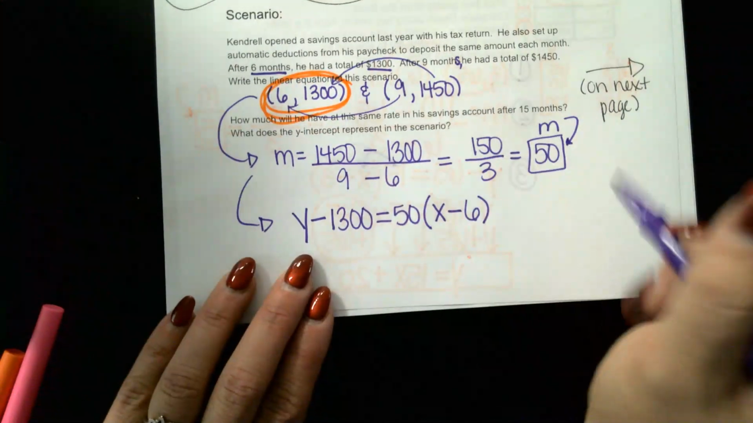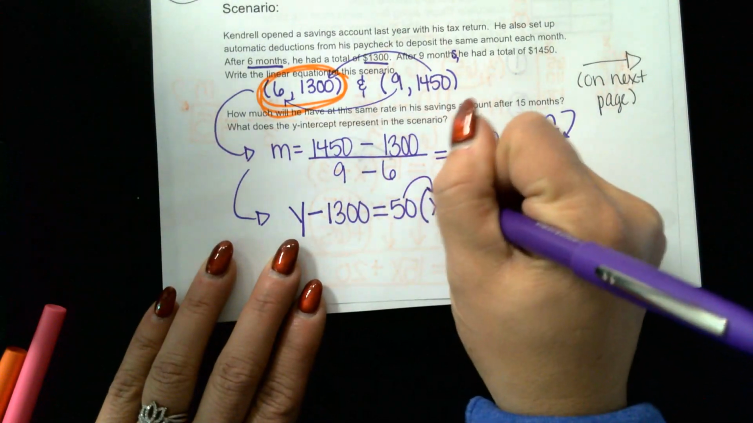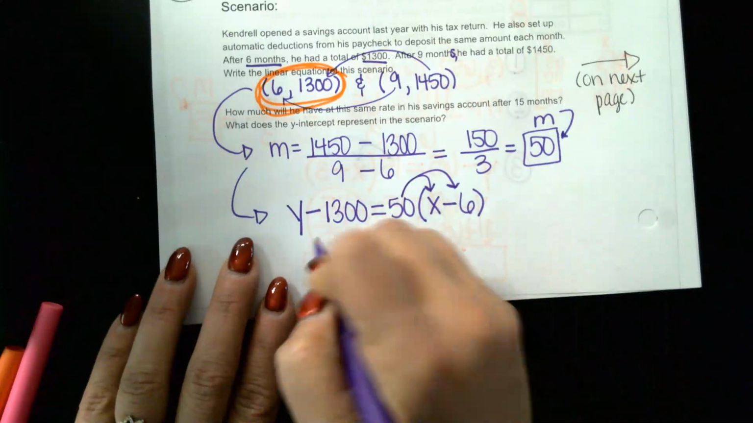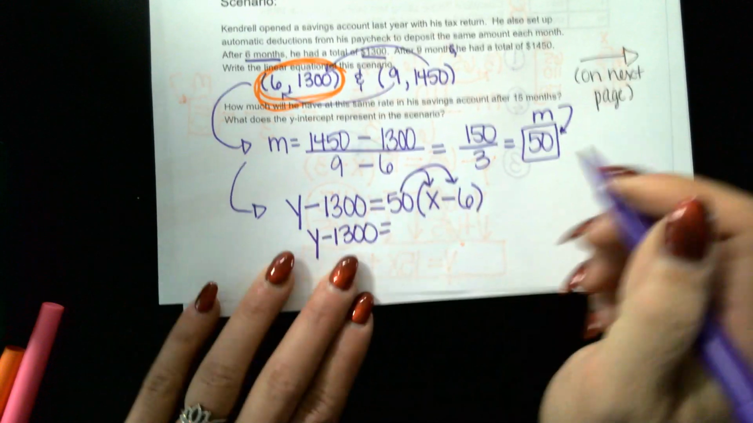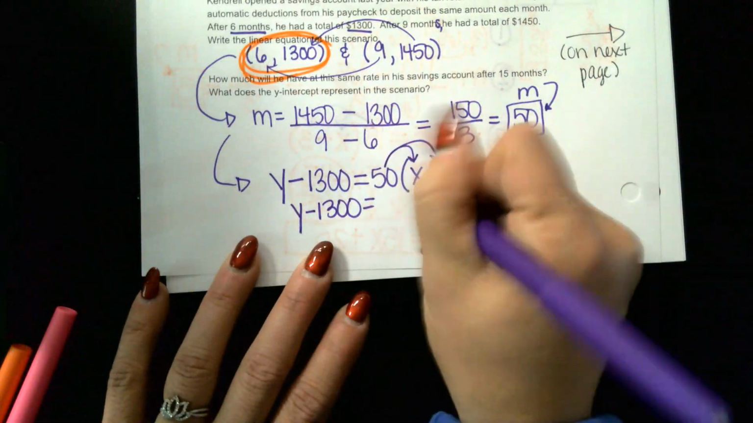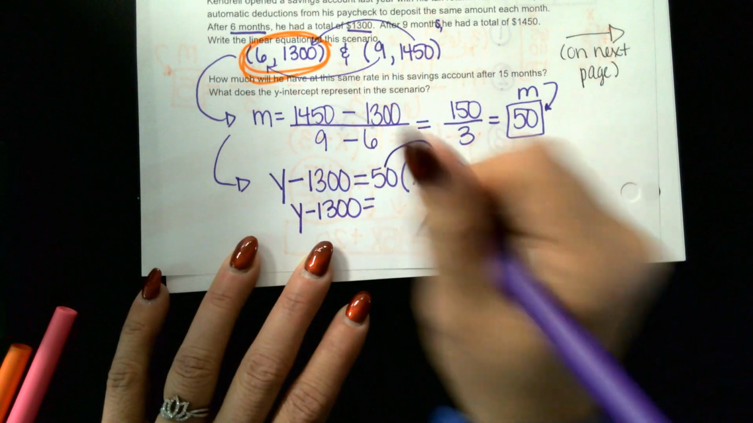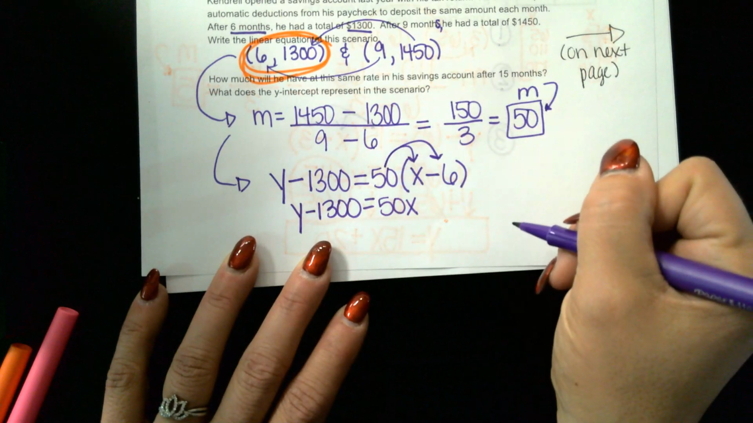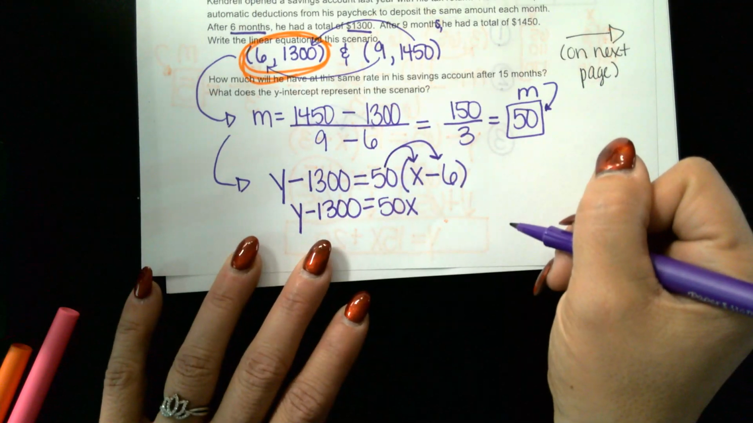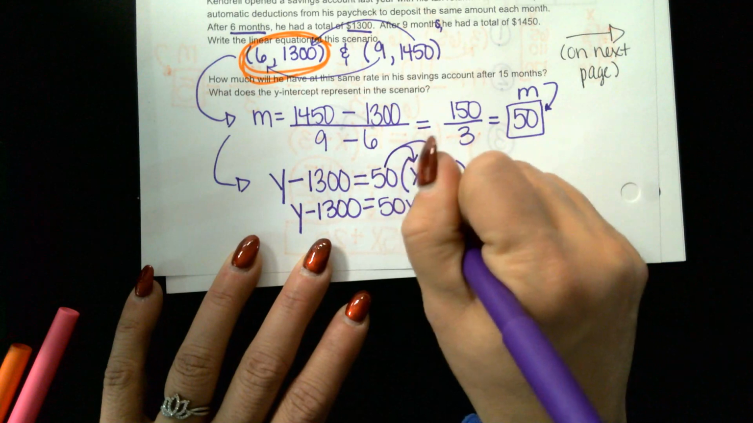Okay, distribute on the right side, right? So y minus 1300 on the left. 50 times x, 50x. And then 50 times negative 6, negative 300.